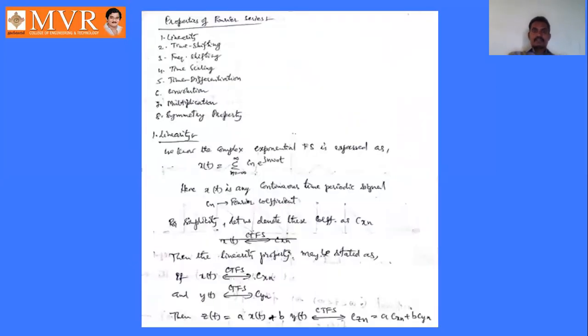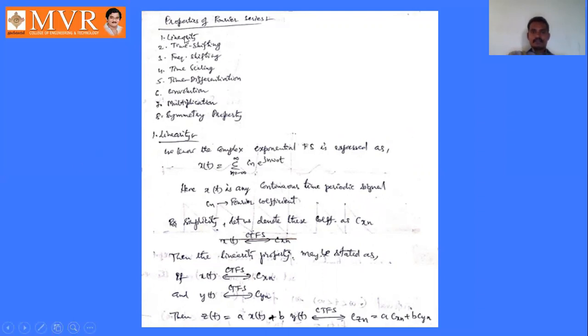Next, we will go for the properties of Fourier series. What are the properties of Fourier series? This is very important. It may ask for 7 marks also. The very important properties of Fourier series are linearity.